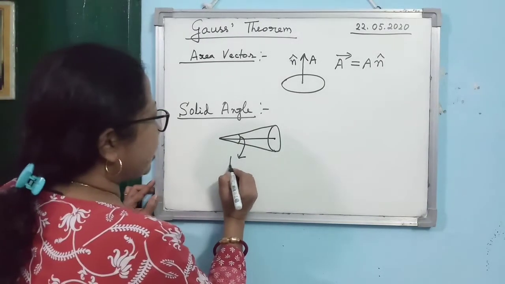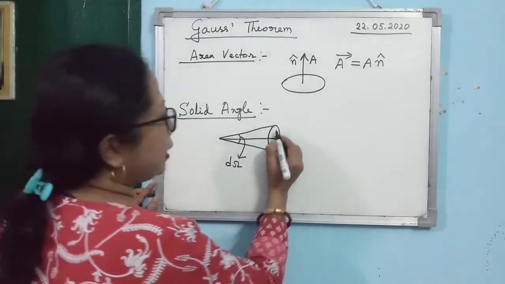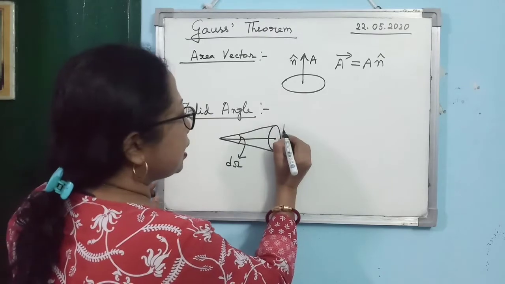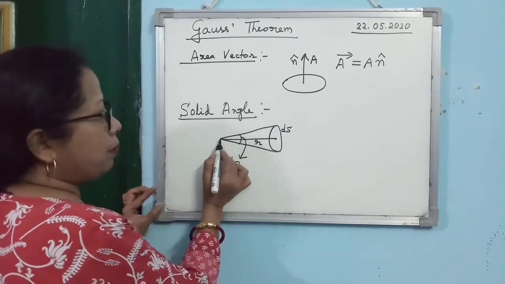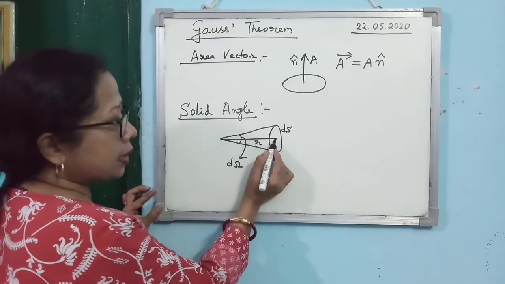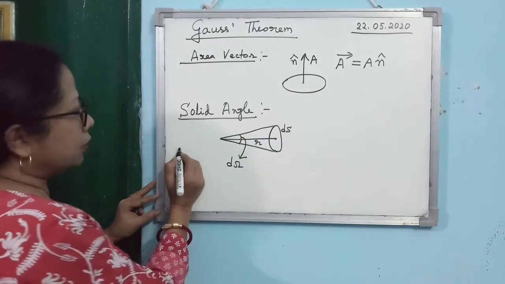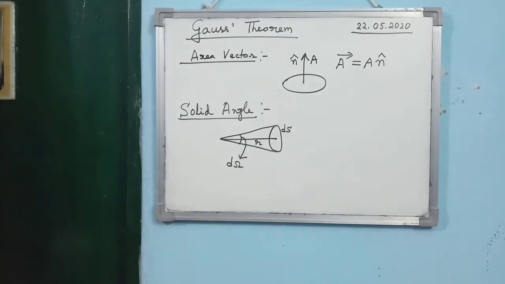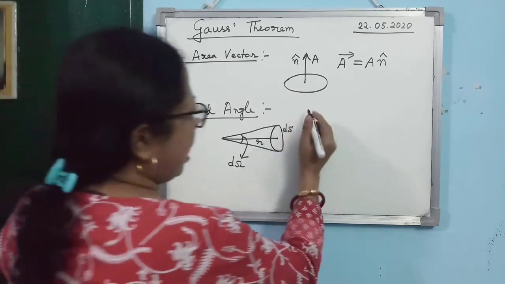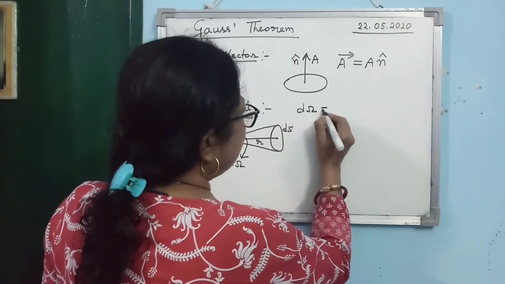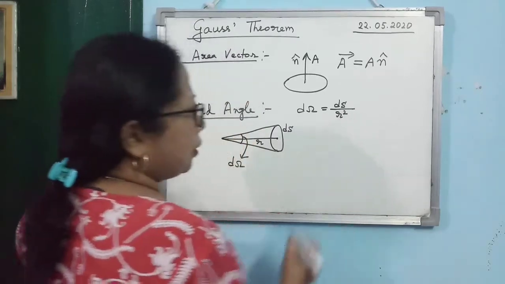If I consider this solid angle to be d omega, this surface to be ds, and r the perpendicular distance between the vertex and the center of the surface, then you can write d omega is equal to ds by r square.